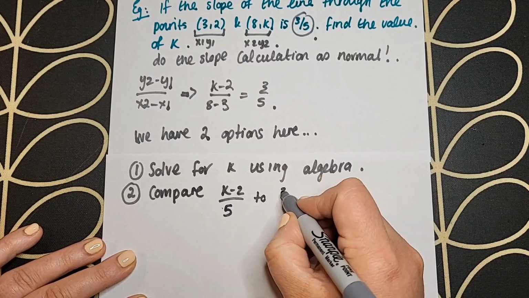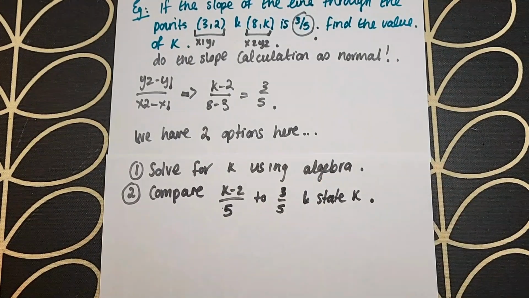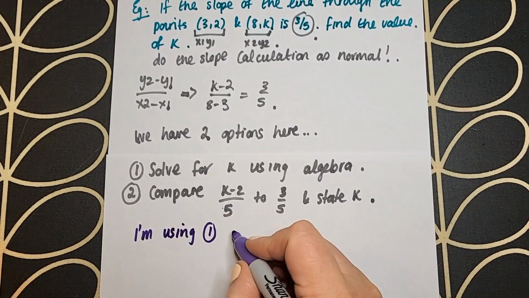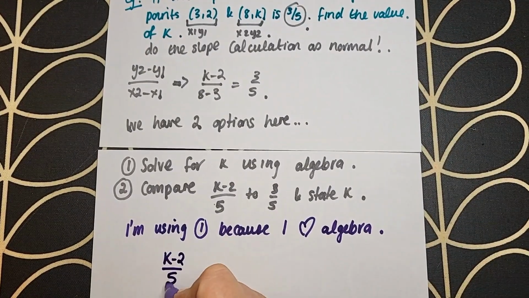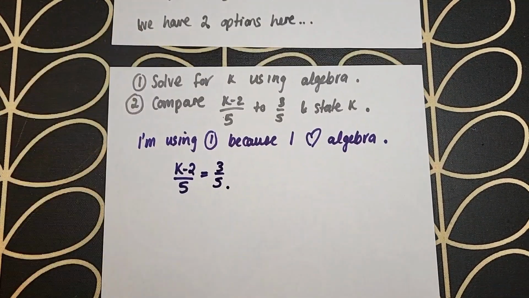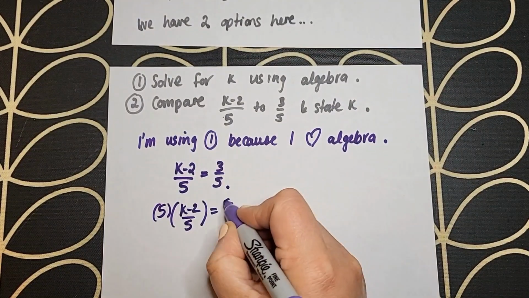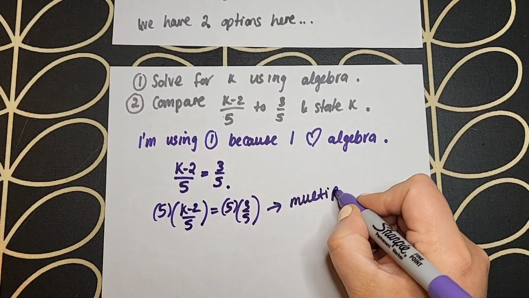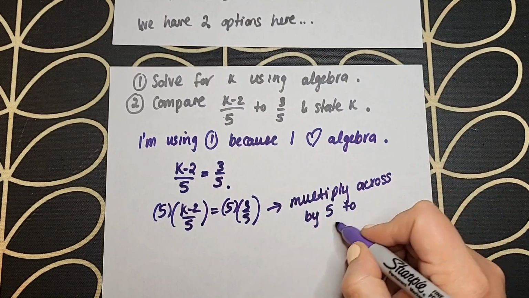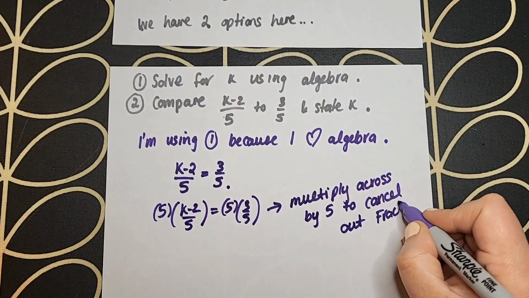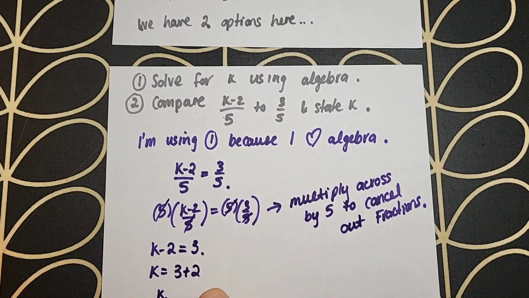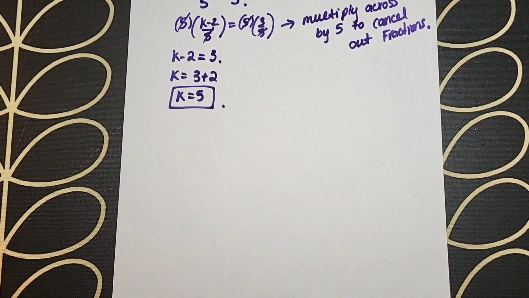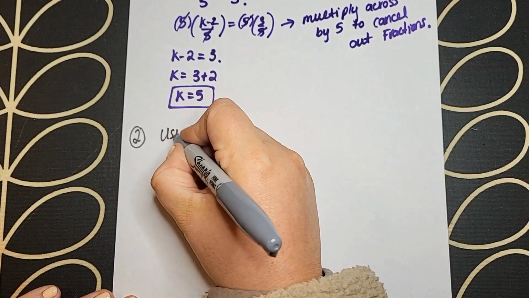You've got 2 options here. You can use your algebra skills here and solve for K, or you can just compare them and state what the value of K would be. I'm going to use algebra because obviously I love it. So I take K minus 2 over 5 and I let it equal 3 over 5, and I work to get rid of the fraction. So I multiply across by 5 to do that. And when those 5s cancel out, I'm left with K minus 2 equals 3, and I work out that K is equal to 5.